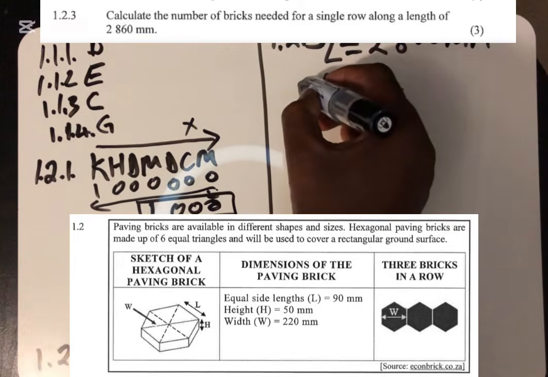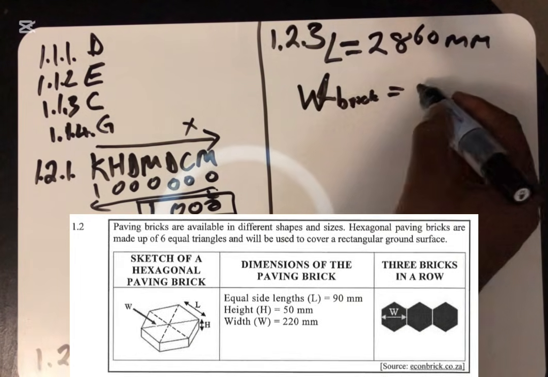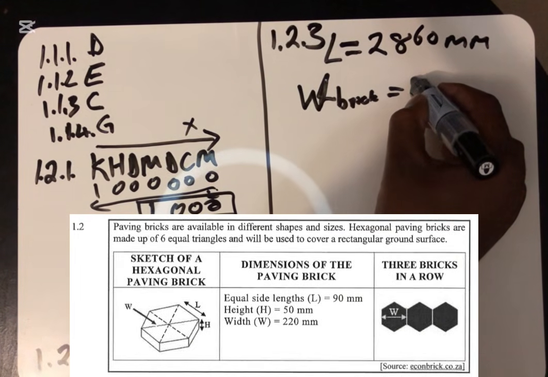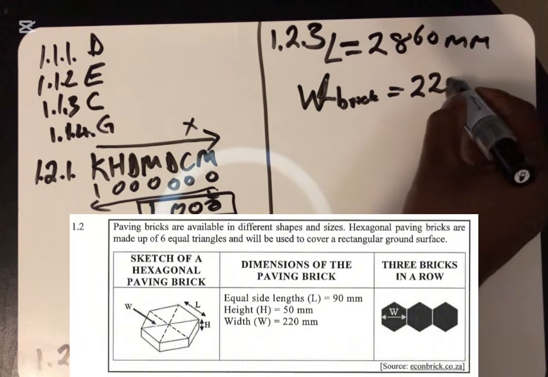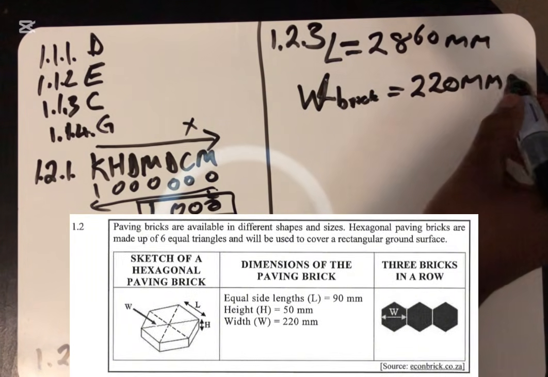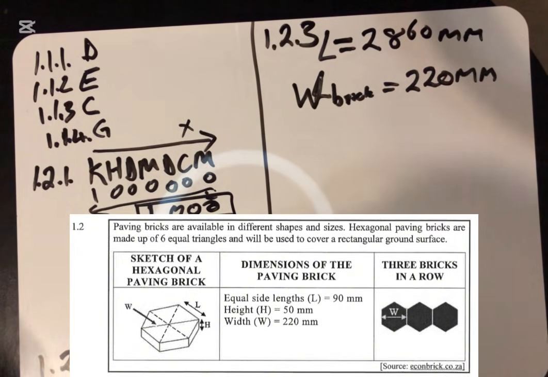Width of a brick. We are going to use the width of a brick, which is given by 220 millimeters. Calculate the number of bricks needed. So we can see that is the width. We can see even from the 3 bricks in a row that they've used the width there when they are busy tiling.